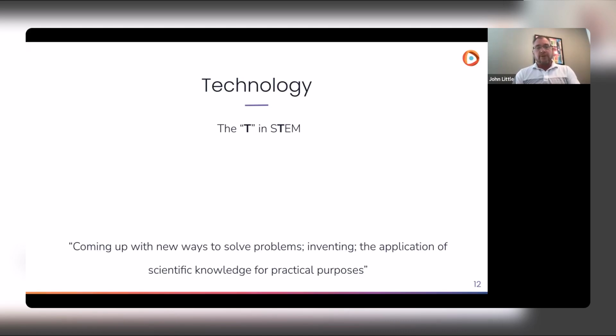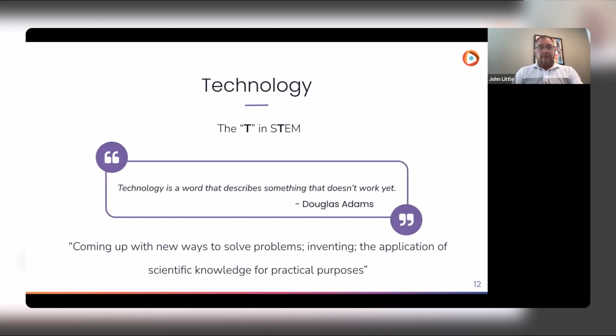Just for a textbook definition, technology is coming up with new ways to solve problems, inventing something, or the application of scientific knowledge for practical purposes. Again, the practical purpose inside of the products we're producing are the products themselves. It's trying to solve somebody's problem through a product.